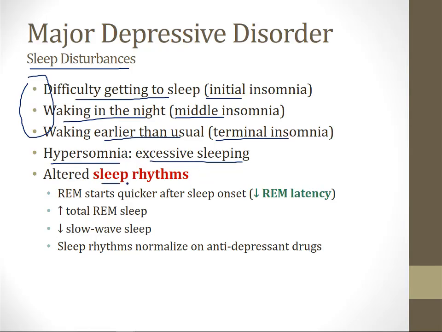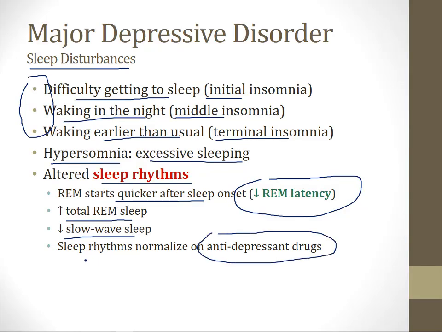And then finally, it's high yield to know for step one of your boards that patients with depression have altered sleep rhythms. In the video on sleep disorder, I talk in detail about normal sleep rhythms. Patients with depression have abnormalities involving a number of portions of sleep rhythms. First of all, patients who have depression have REM sleep that starts quicker after sleep onset. This will be described in your textbooks as a decrease in REM latency, meaning a decrease in the time until REM occurs. Normally, you have a number of phases of non-REM sleep before REM sleep begins. In patients with major depressive disorder, the REM sleep begins faster. In addition, these patients have an increase in their total REM sleep, and they have a decrease in their slow wave sleep. And then finally, when these patients take antidepressant drugs and are treated for their depression, the sleep rhythms normalize.